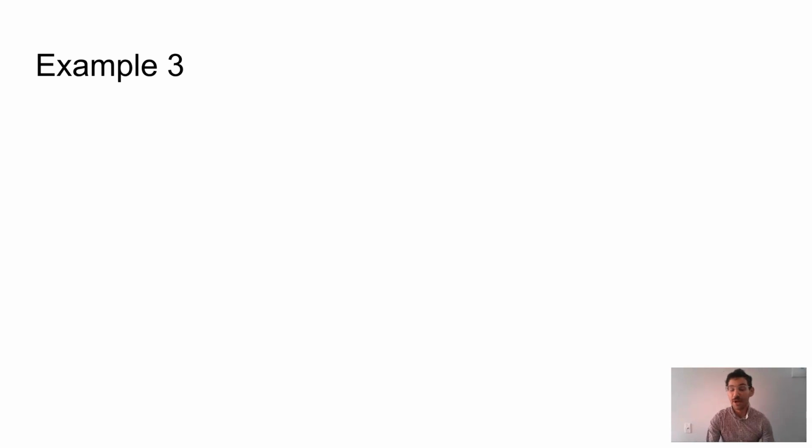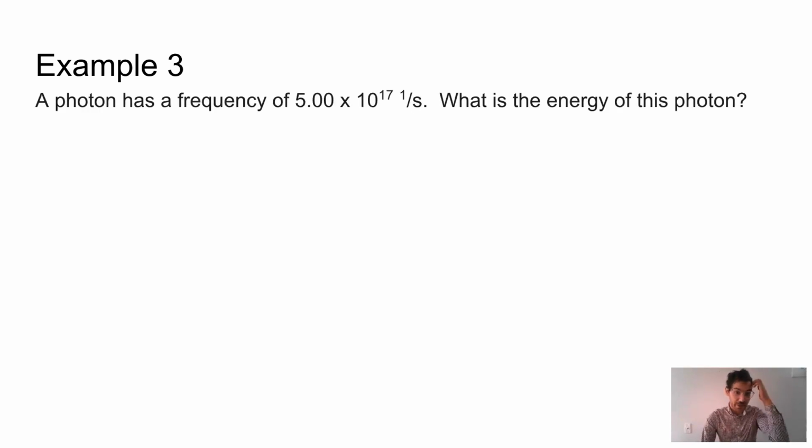So let's do some practice problems with that E equals hv equation. We know a photon has frequency of 5.00. Well, you can read it. What is the energy of this photon? Why don't you pause the video and try this out? We're going to follow the same procedure as the other stuff. Basically, substitute, make sure your units are good, and plug and chug.